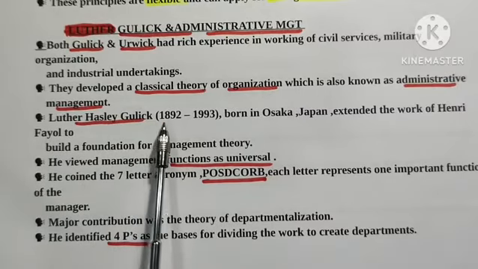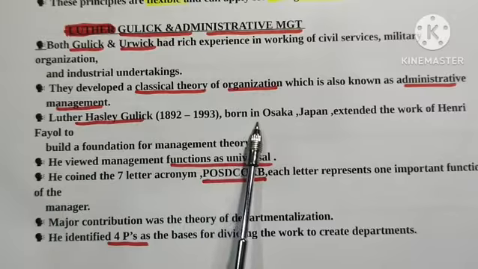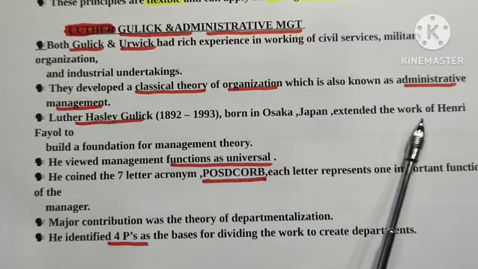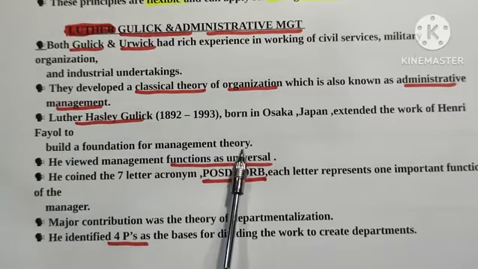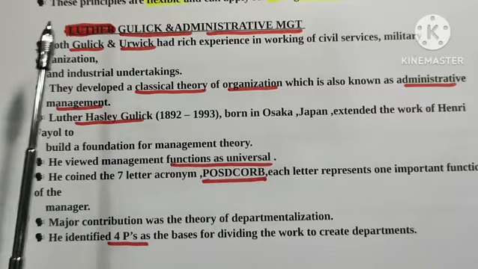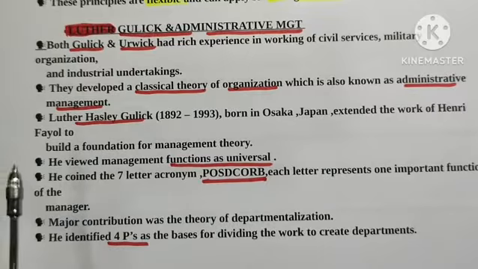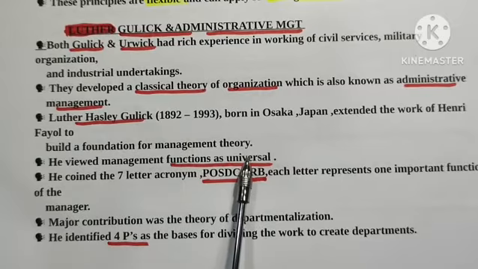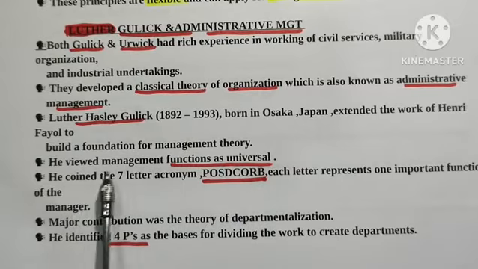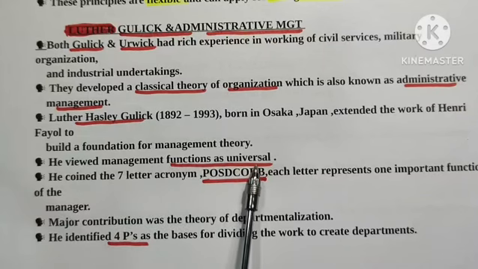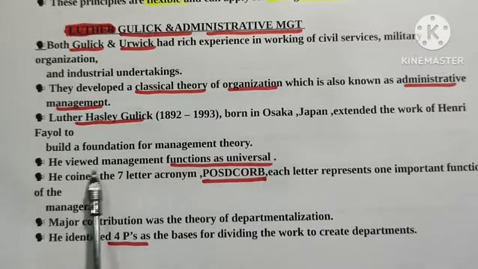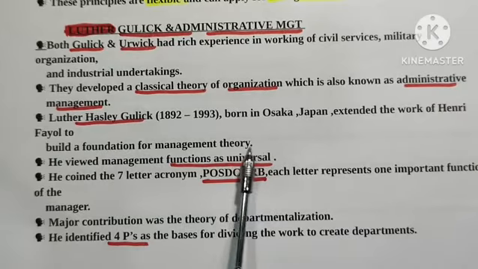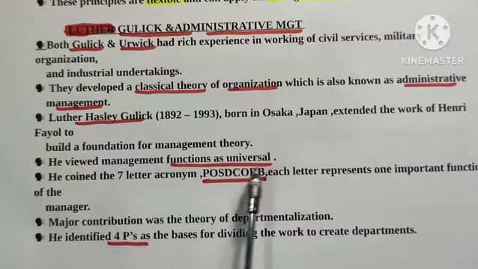Luther Halsey Gulick, 1892 to 1993, born in Osaka, Japan, extended the work of Henry Fayol to build a foundation for management theory. He viewed management functions as universal. So, according to Gulick and Urwick, management functions are the same for all.